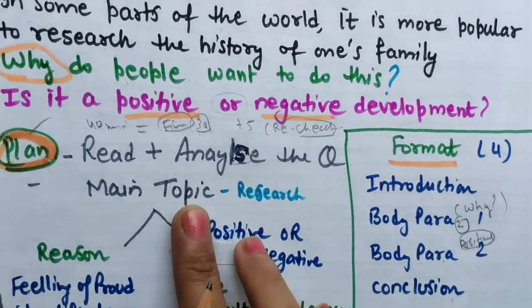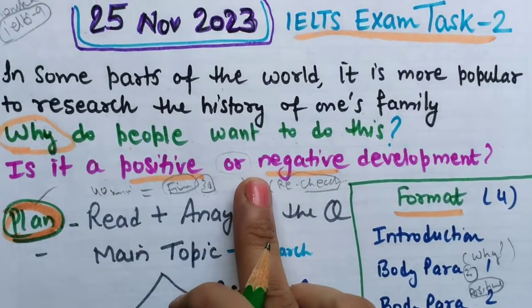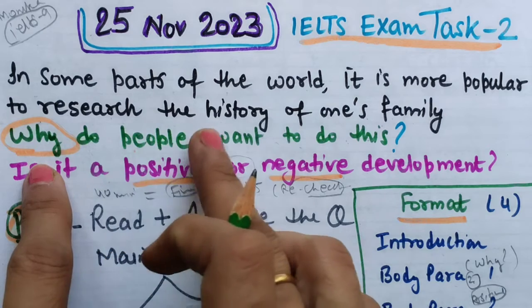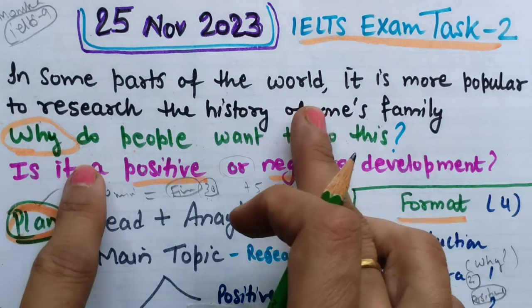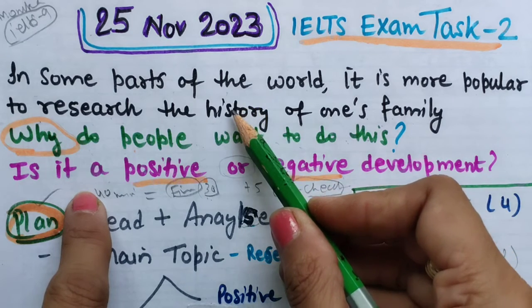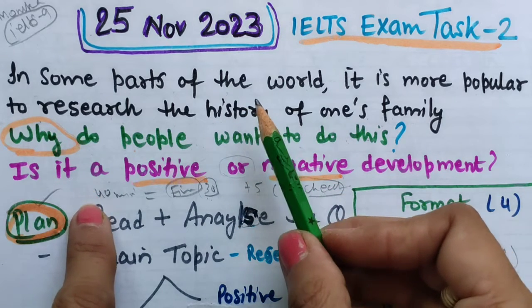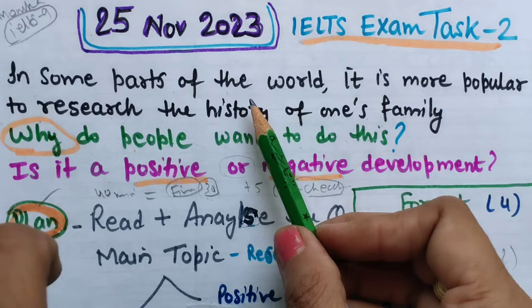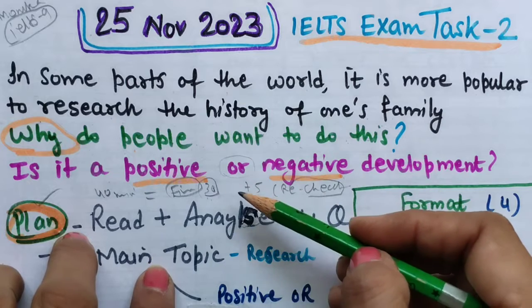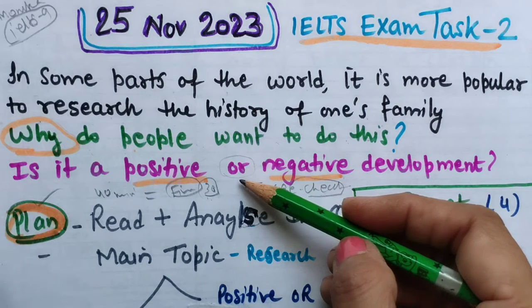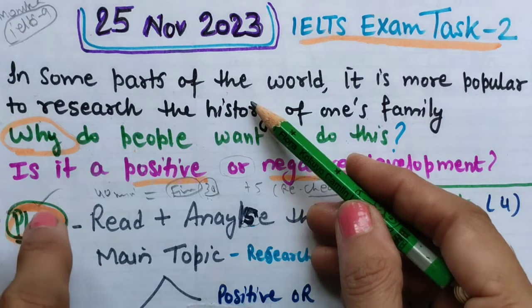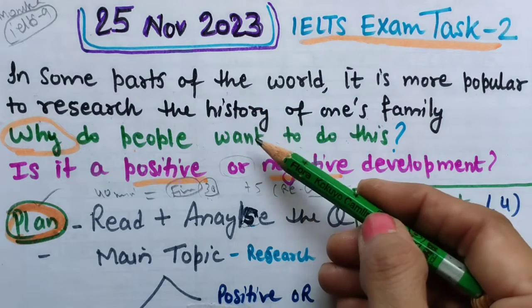Now the main topic, as we have read it, we can read it again. In some parts of the world, it is more popular to research the history of one's family. You also have to look at the statement again and again. Sometimes, when we are reading it 2-3 times, we understand that this is research, and while writing, other things came to my mind. That's why it is important to look at the question statement while writing the essay also.